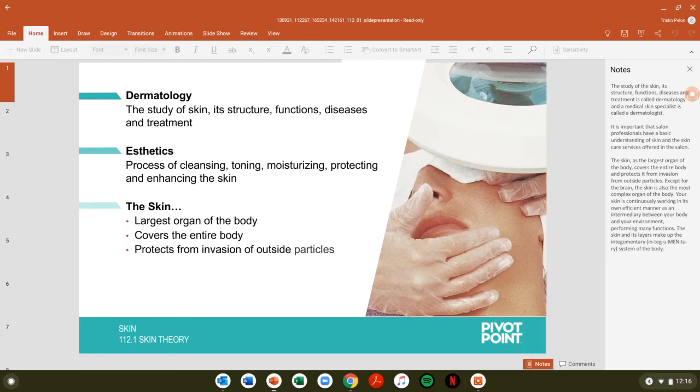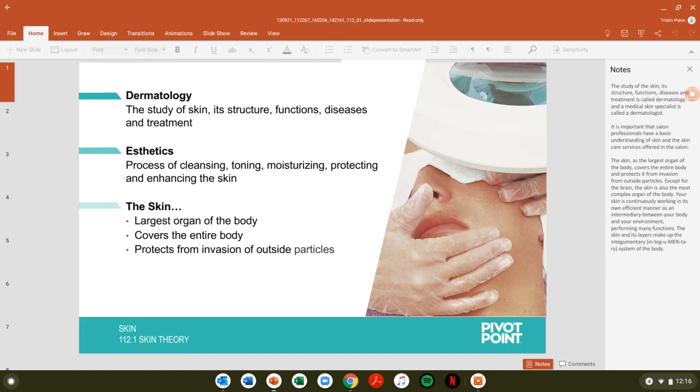So dermatology is the study of the skin, structures, functions, diseases, and treatments. If you are a dermatologist, you are a specialist that studies that medical skin specialty. Within aesthetics, this is the process of cleansing, toning, moisturizing, protecting, and enhancing your skin. So that's, think your SD program in our school. This is the same idea. They're going to study a lot more in depth about skin. Even though you are a cosmetologist, you are allowed to perform these services once you have your license.